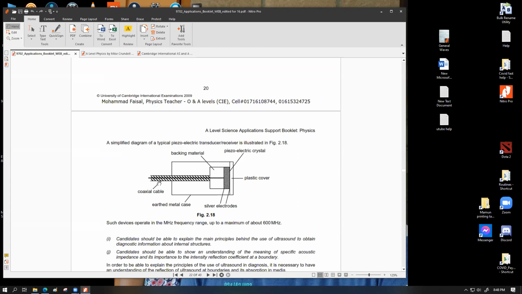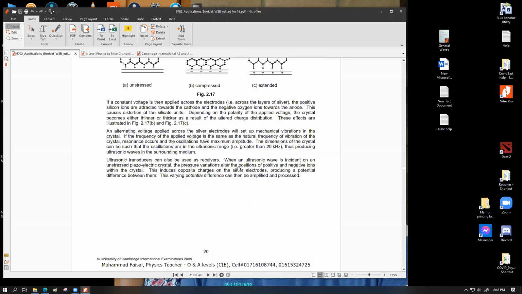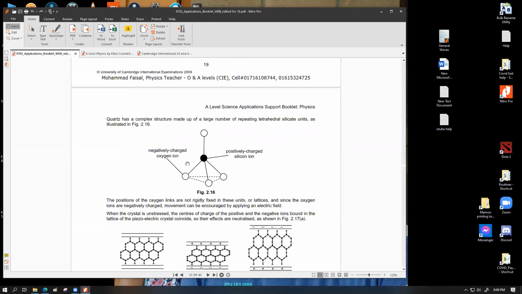Coaxial cables are a type of cable which are very good for information-carrying capability. Why it is good, we're going to see later, don't worry. So the coaxial cable is used to feed this device. This device is called a silicate crystal piezoelectric transducer.